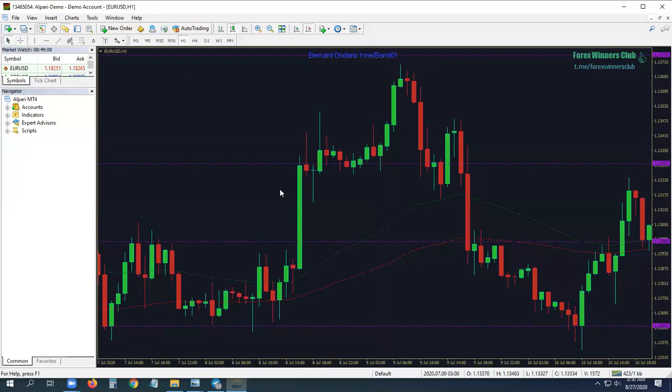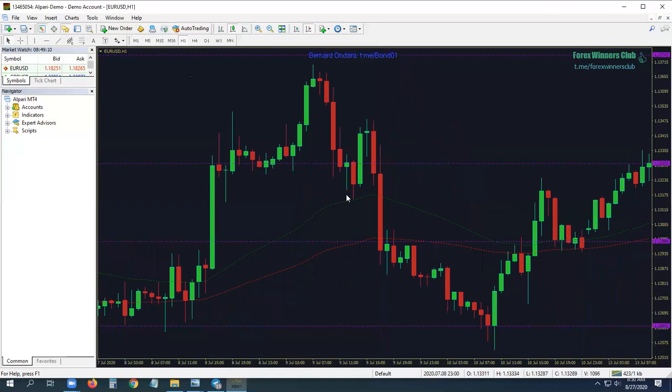All right? So market comes back down and gives you another pin bar. I have a problem with this pin bar. One problem is the wick on top is also very long.